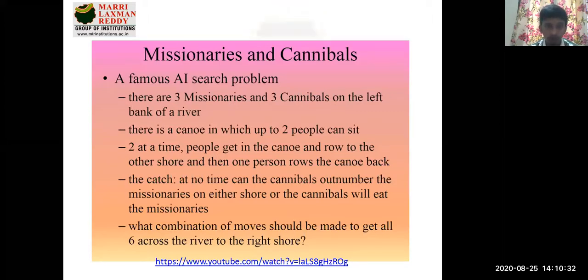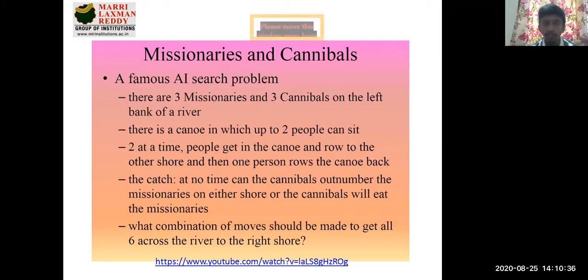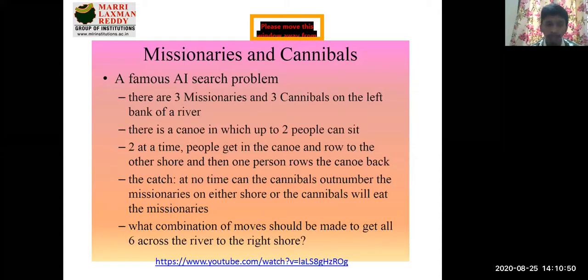There is a canoe, or we call it a boat, in which 2 people can sit. That is the condition. At a time, only 2 people can sit, because according to the requirement of the boat, if you have more than 2 people, the boat may not travel in the opposite direction. That's the reason only two people should travel in the canoe or boat at a time. Two people get into the canoe and row the boat to the other shore.